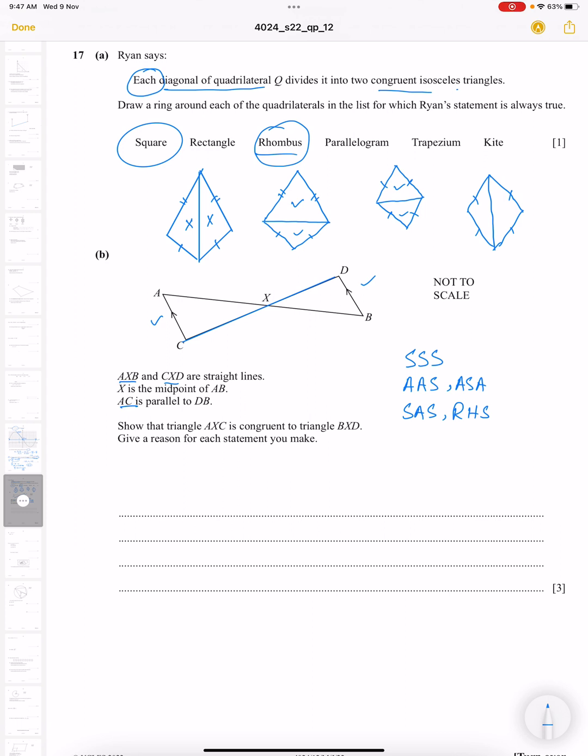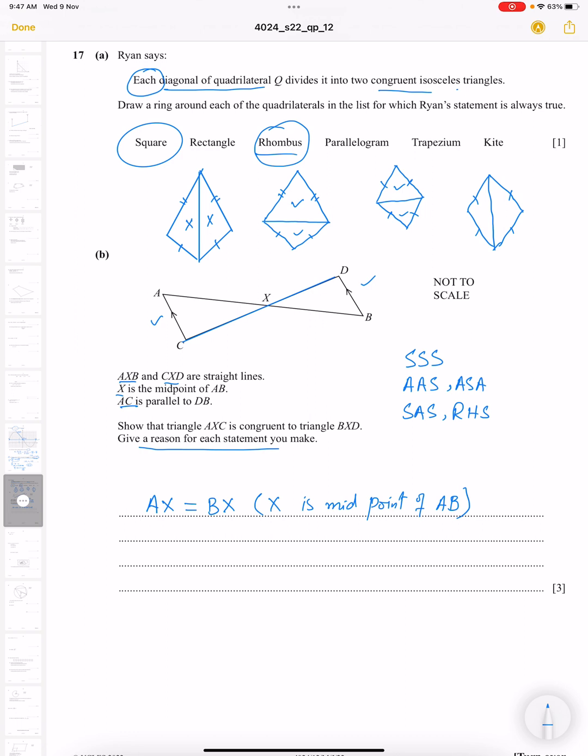Now let's look at these two triangles. As it is stated, X is the midpoint of AB. So it means AX should be equal to BX. Since X is the midpoint, the reason is X is the midpoint of AB. You should give the reason. They say give a reason for each statement you make. So in this type of question, the examiners give half marks for reasoning.